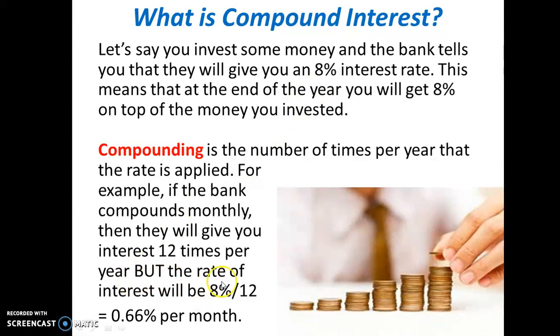Instead, they take the 8% they offered you as their annual rate, they divide that by 12, and they give you 0.66% per month. So they pay you 12 times, but they divide the whole rate by 12 to give you just a portion every time. It still ends up being more money because you earn a little money, then the next month you earn money on your original money and the money that you earned for your first month's interest and so on. So you're earning on top of your original principal investment and also on the interest you've earned, every time making interest on top of that.